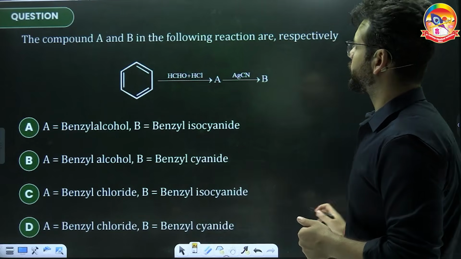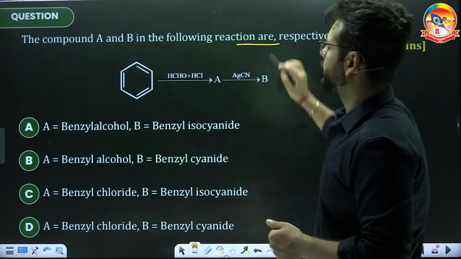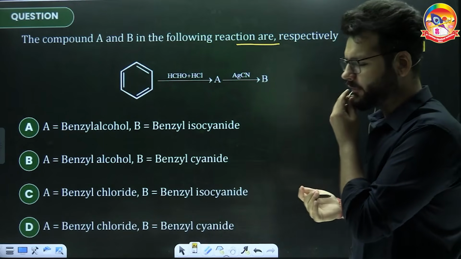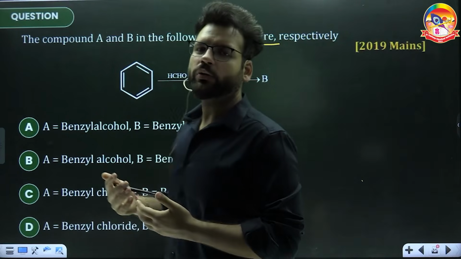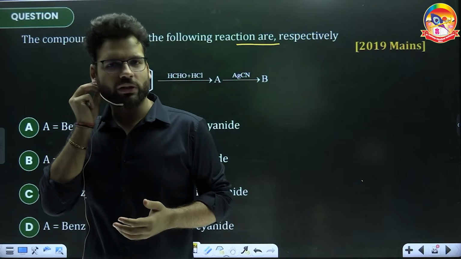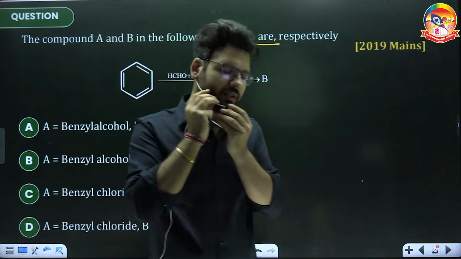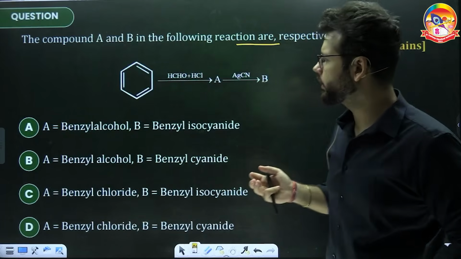This is a very interesting question that you might not have seen before, but it came. When a new type of question comes, you need to think of the mechanism yourself. You have to sometimes derive the mechanism yourself. So this is the type of question that we are talking about here.